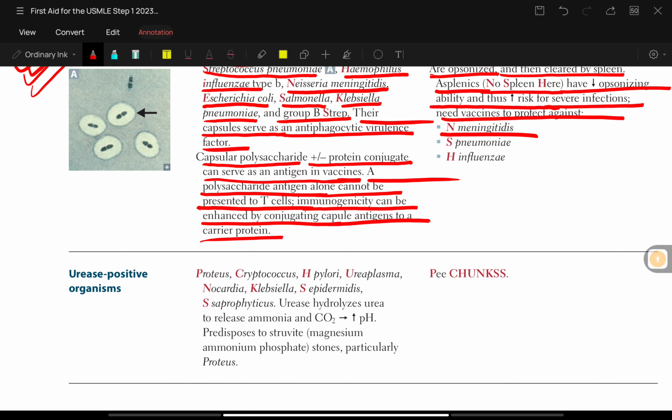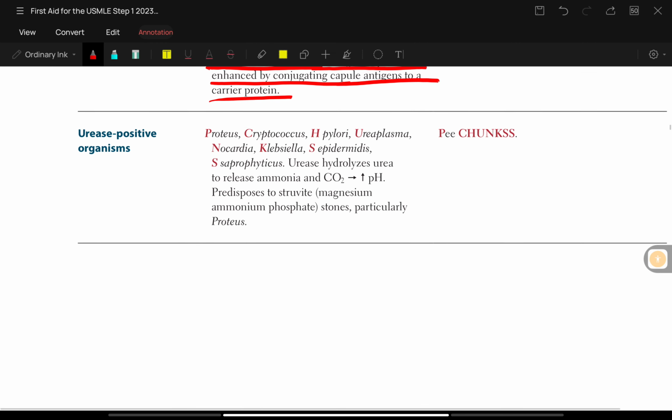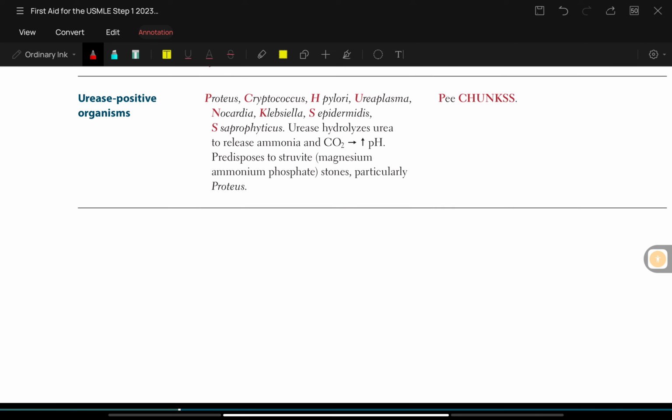Neisseria meningitidis, pneumoniae, and influenzae.